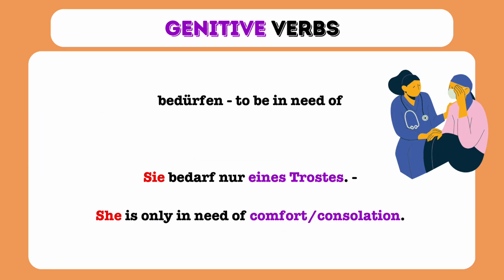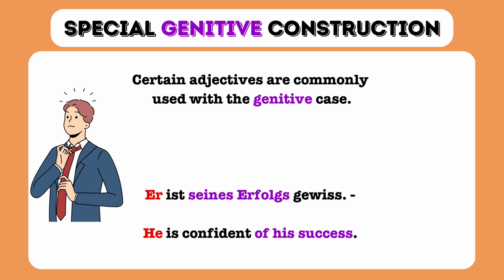Bedürfen, to be in need of. Sie bedarf nur eines Trostes. She is only in need of comfort or consolation. Eines Trostes is being used here in the genitive case because bedürfen requires us to use the genitive case with the object. Just like there are certain things that are constructed with the dative case, there are also certain things that we construct with the genitive case.